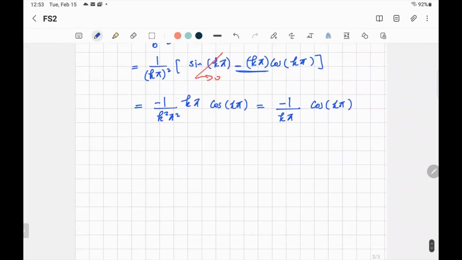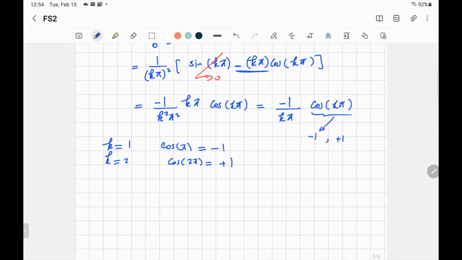The value changes depending on the value of k. Let's just take a few values. When k equals 1, the cosine is cosine pi, negative 1. When k equals 2, cosine 2 pi is equal to positive 1. So when k is odd, it's equal to negative 1, and when it's even, it's equal to positive 1. Just remind yourself, it's either negative 1 or positive 1.